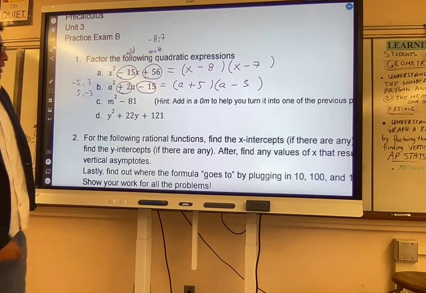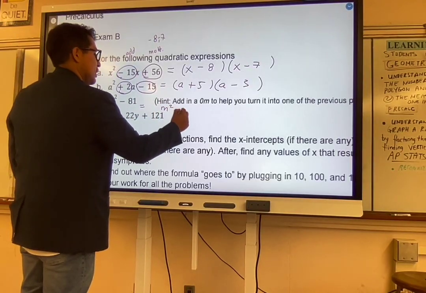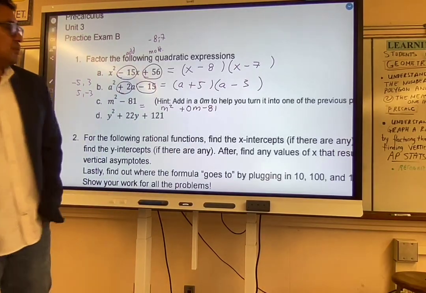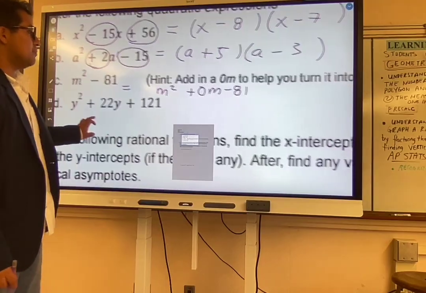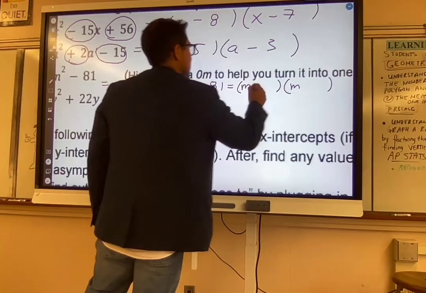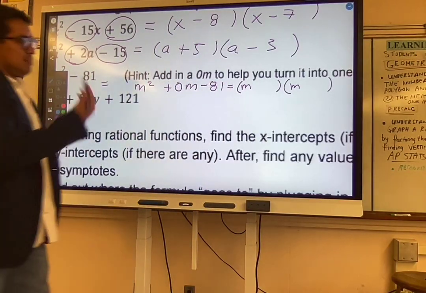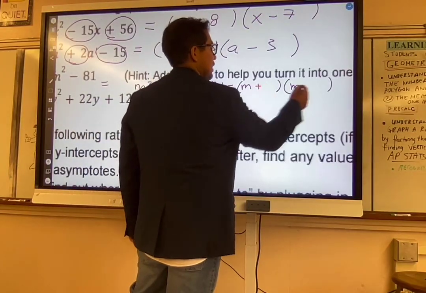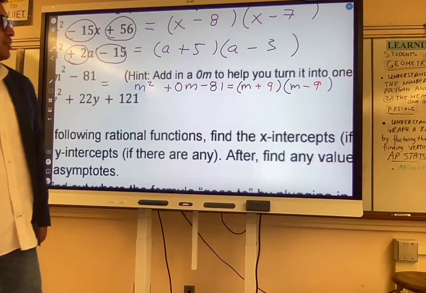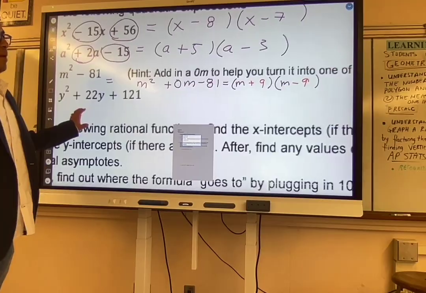Next one, m squared minus 81. So this is the one where I say, rewrite it as m squared plus 0m minus 81. Okay? Throw in that invisible 0. And when we do that, it helps us see that this isn't so bad. What two numbers multiply to give me, in this case, 81, but add up to 0? That means I need a positive version of the number and a negative version of the number. Upon inspection, we realize the answer should be 9 and negative 9 respectively. Okay, so that's how we factor something like m squared minus 81. It's m plus 9, m minus 9.